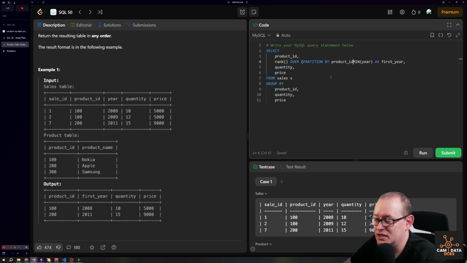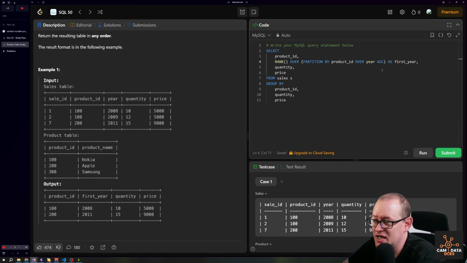So I want to partition by product ID. And I want that over year, descending or ascending. I want that ascending. Ascending is the default, so I don't actually have to put that, but I like to put it because it makes it a little more clear, so I know 100% what I'm looking at. I also like to capitalize anything that's a SQL function, basically everything that's blue. I could capitalize this as well. Over partition by product over year ascending as first year.